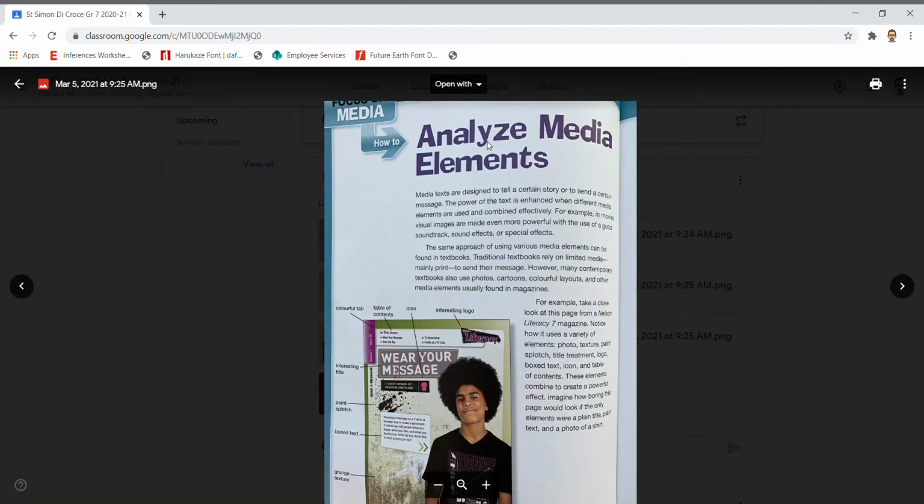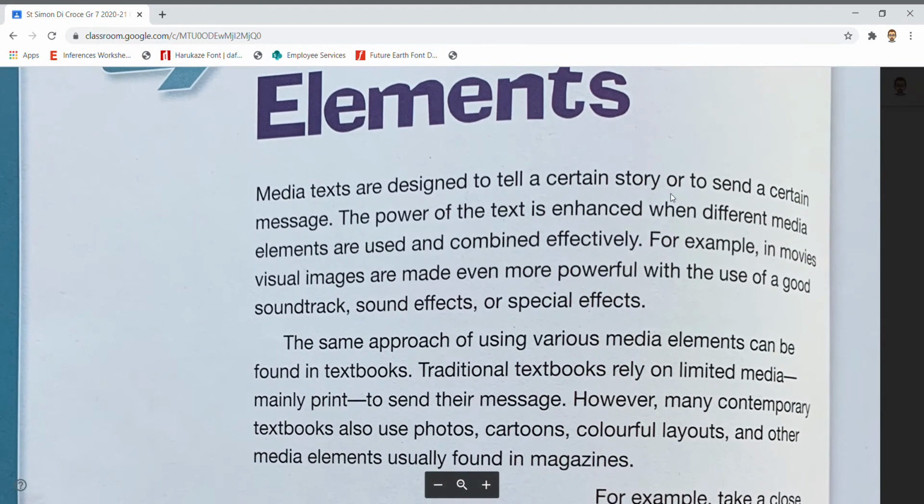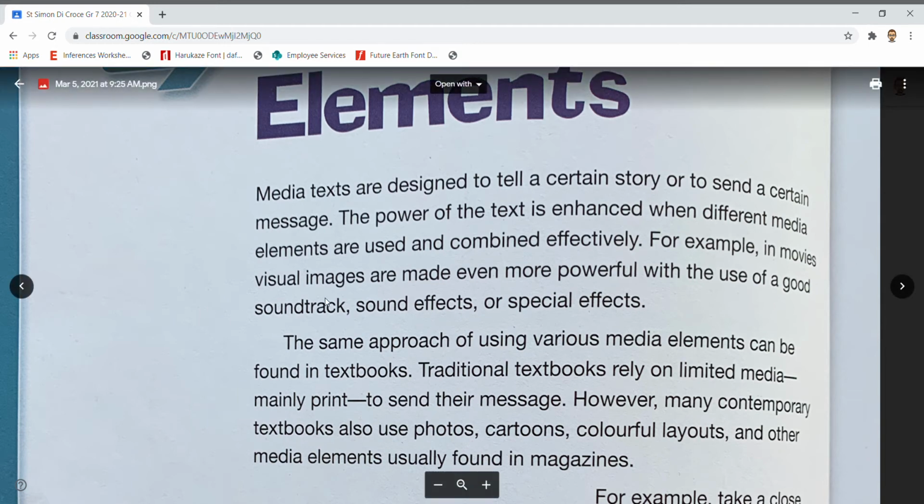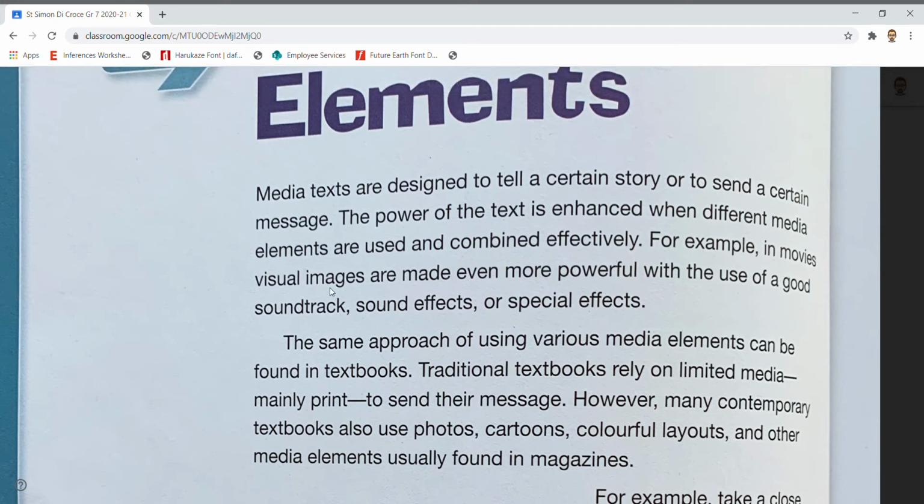So let's go back to page 1, analyzing media elements. Media texts are designed to tell a certain story or to send a certain message. This ties with theme. What is the point of the whole text? The power of the text is enhanced when different media elements are used and combined effectively. For example, in movies, visual images are made even more powerful with the use of a good soundtrack, sound effects, or special effects. This is what brings the images to life. Think about how a soundtrack changed the mood, the feeling, or your emotions when you were watching a movie. It could have been a thriller, a suspense, or even something of the horror genre. The music and sound effects always add something.